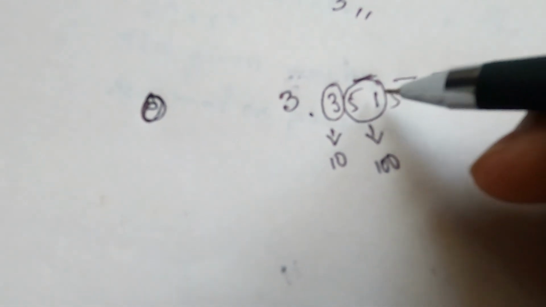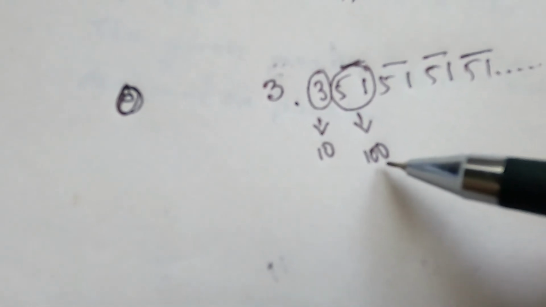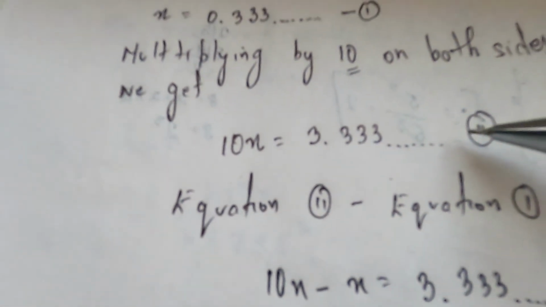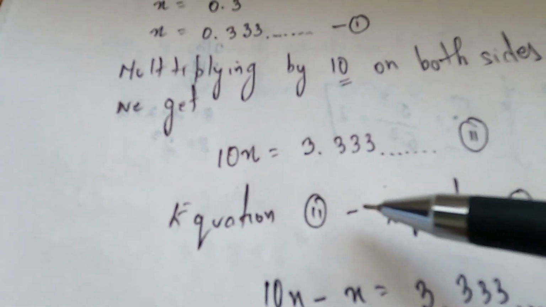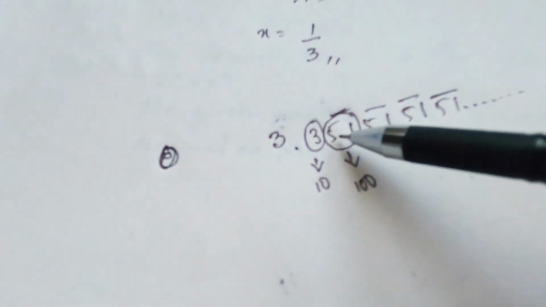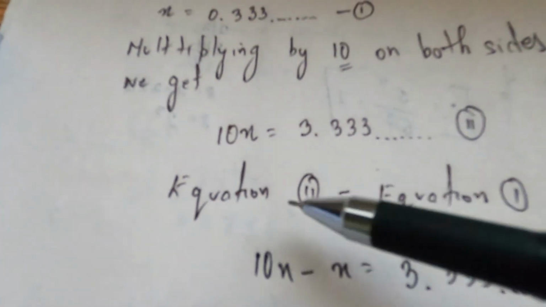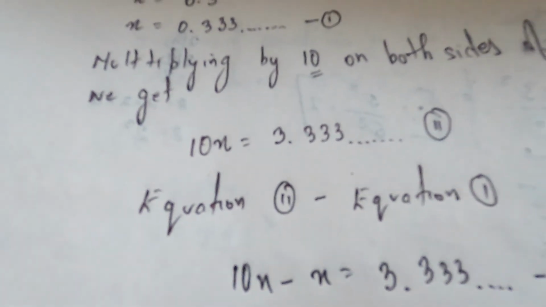Why? Because the repeating decimal number is 5 and 1, so it is 2 digits, so you will multiply again by 100, then you will get the value of x. So first you multiply by 10, and after getting this one you will again multiply by 100. The reason is because the two repeating digits are 5 and 1. Then after this you can start with equation 3 minus equation 2, and you will get the answer.